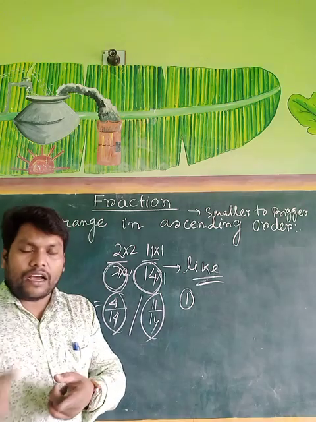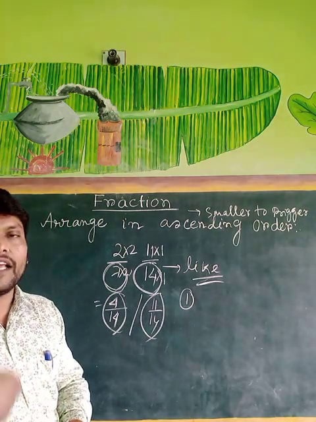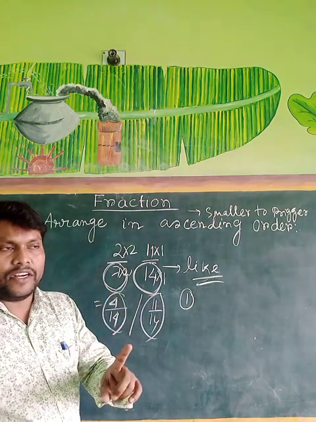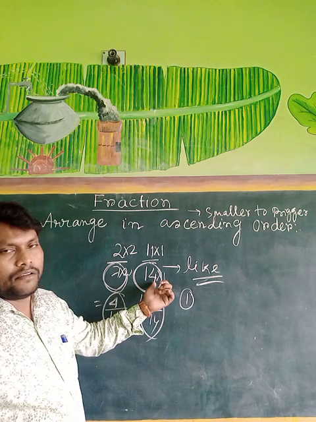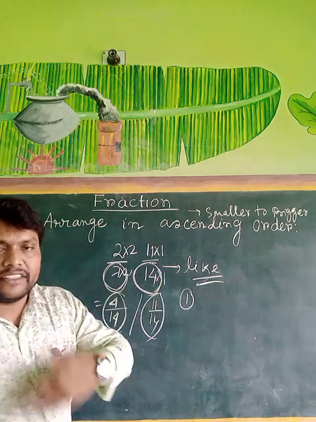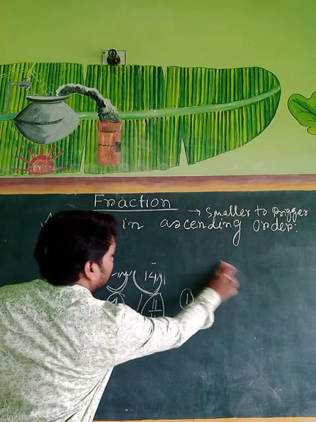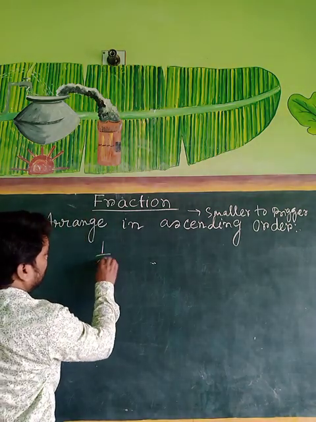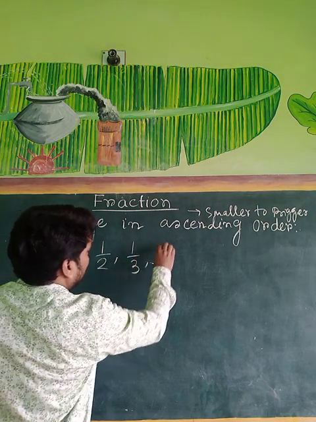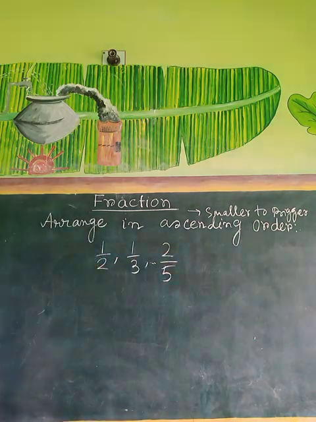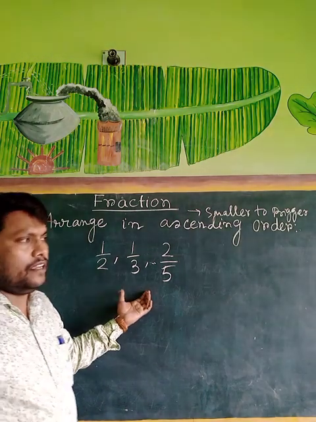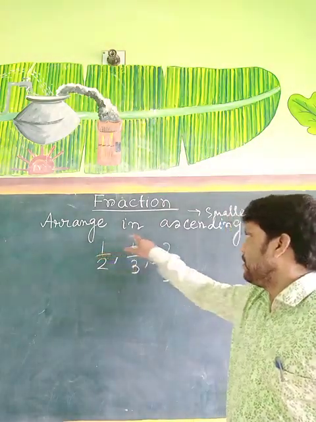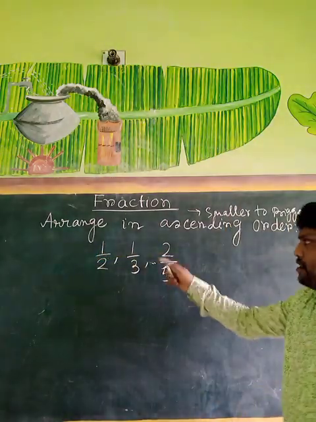So what is the first method? To convert the unlike denominators into like denominators. And how to convert the unlike denominators into like denominators? By finding the LCM. That is the second process. I am going to the second process. Suppose 1/2, 1/3, 2/5. You do not know in a series of fractions which is greater or which is smaller, but you have to arrange them into ascending order. So how do you understand?